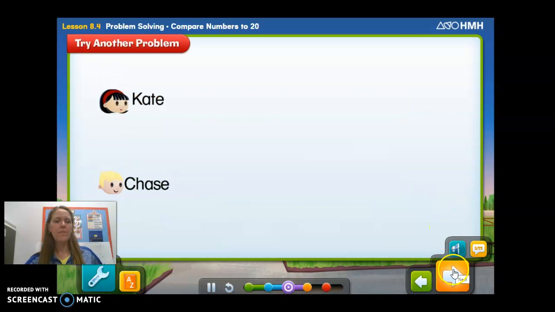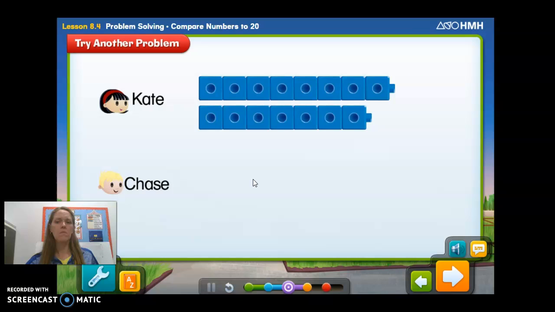Kate has 15 apples. Chase has a number of apples that is 2 less than Kate. Which set of apples is larger? Let's use cubes to model the set of apples. Then we can compare the sets. Here are Kate's cubes. Select the number that shows how many cubes Kate has. Did you count them? 1, 2, 3, 4, 5, 6, 7, 8, 9, 10, 11, 12, 13, 14, 15. Hopefully you said 15, and this is the number 15. Good job. There are 15 cubes for Kate's 15 apples.